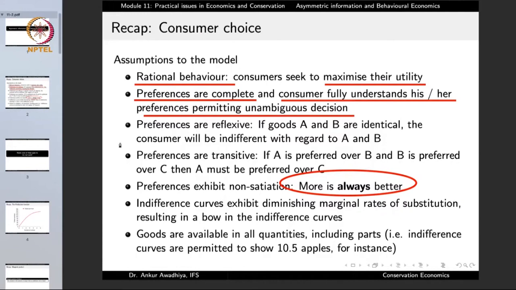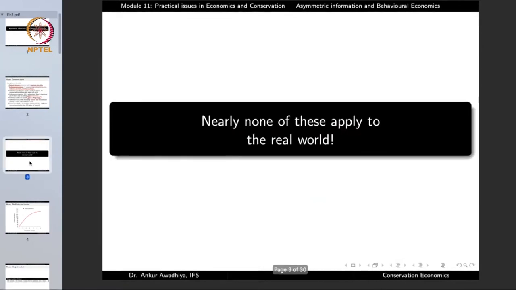Then we also said that indifference curves exhibit diminishing marginal rates of substitution, resulting in a bow shape. This is generally true, but the assumption that goods are available in all quantities, including parts, is not always true. But the bottom line is, most of these assumptions do not apply in the real world. So how do people make decisions in the real world is the next question.